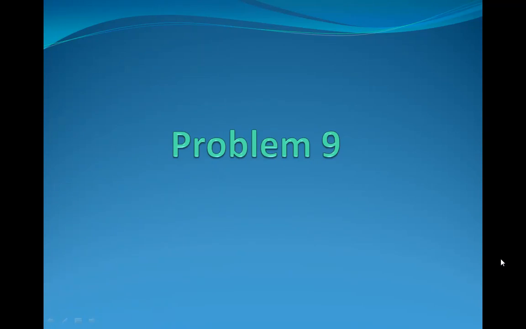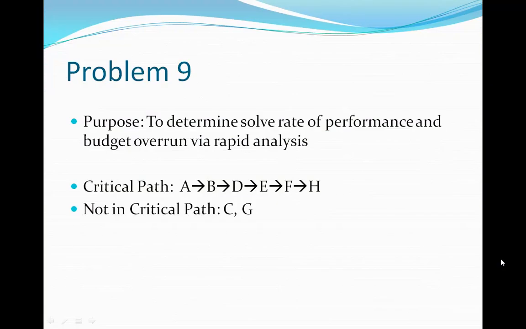The next scenario is problem 9. The main purpose in this scenario is to determine the rate of performance and budget overrun via rapid analysis. There were 8 total activities: A. Obtaining list of patients. B. Sample patients. C. Print survey tool.